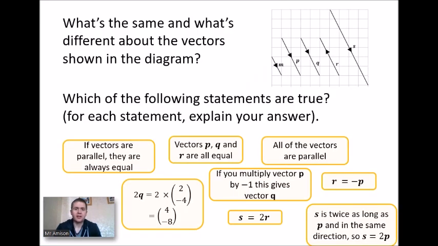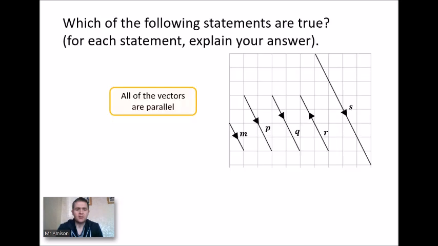We're going to start off today thinking about what is the same and what's different about the vectors shown in this diagram. There are multiple different vectors there. I'm going to be looking at which of these statements are true, and this is going to be the main thing that I talk about today. We're going to start off looking at this statement: all of the vectors are parallel. It's useful to discuss for a second what parallel means.